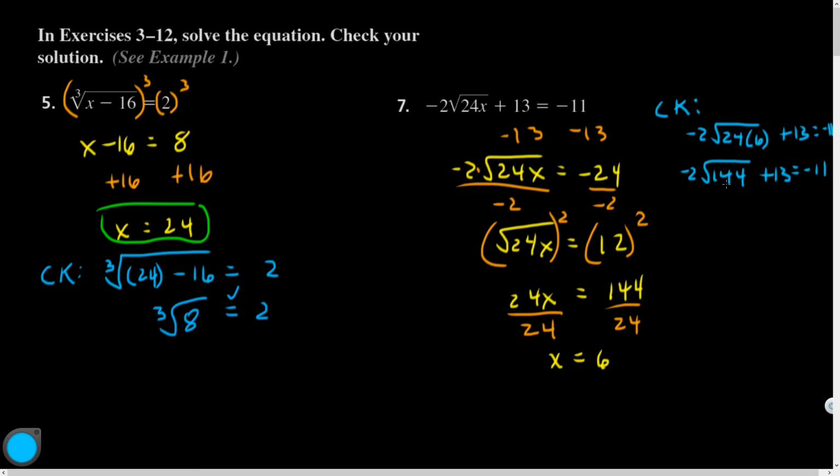Equals negative 11. Negative 2 times 12 plus 13. Is that equal to negative 11? That's negative 24 plus 13. Is that equal to negative 11? Guys, it worked. And so this is a legitimate solution.